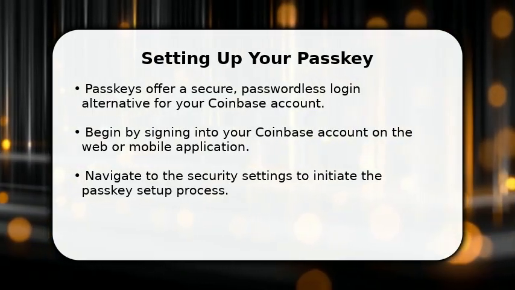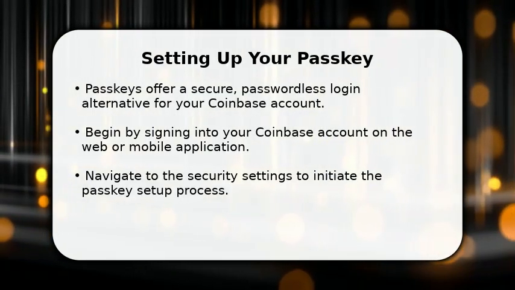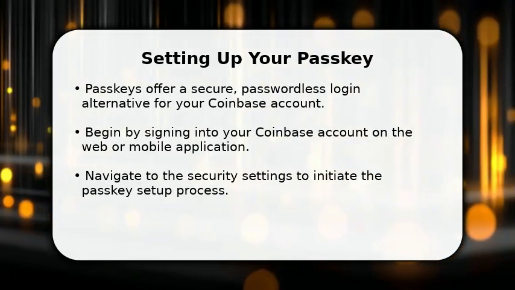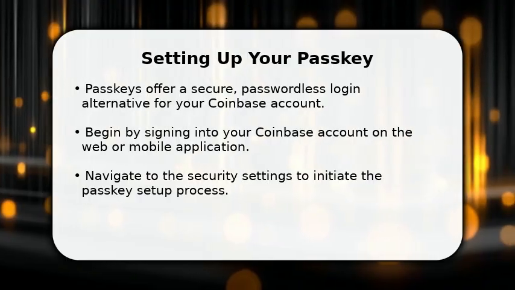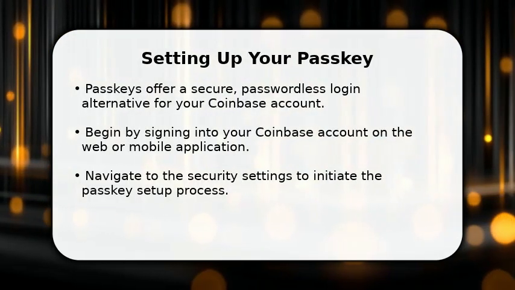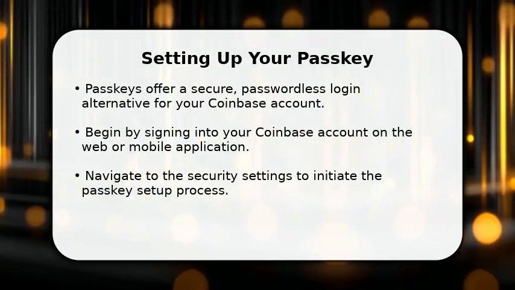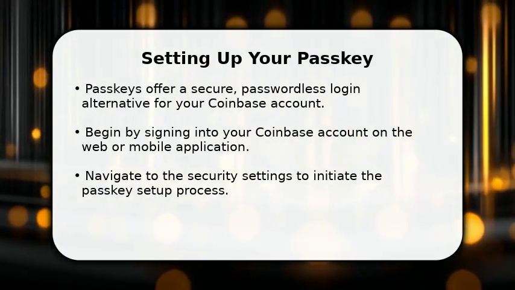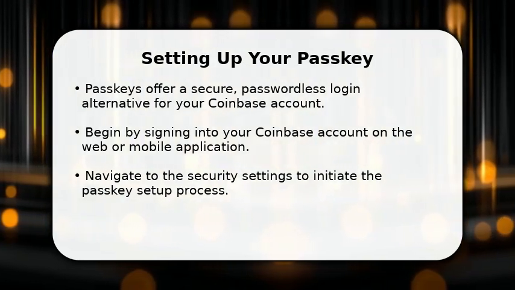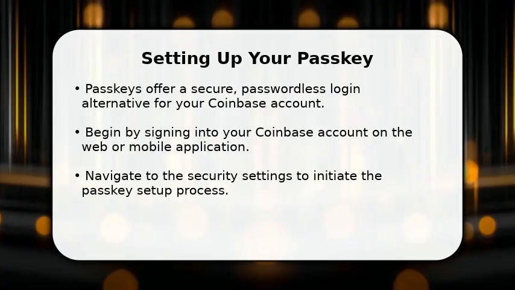To get started, simply sign into your Coinbase account, either through a web browser or the mobile app. Once logged in, head over to your security settings. There, you will find the option to set up a passkey. You will need to verify your identity using an existing two-factor authentication method, like an Authenticator app code, to proceed.